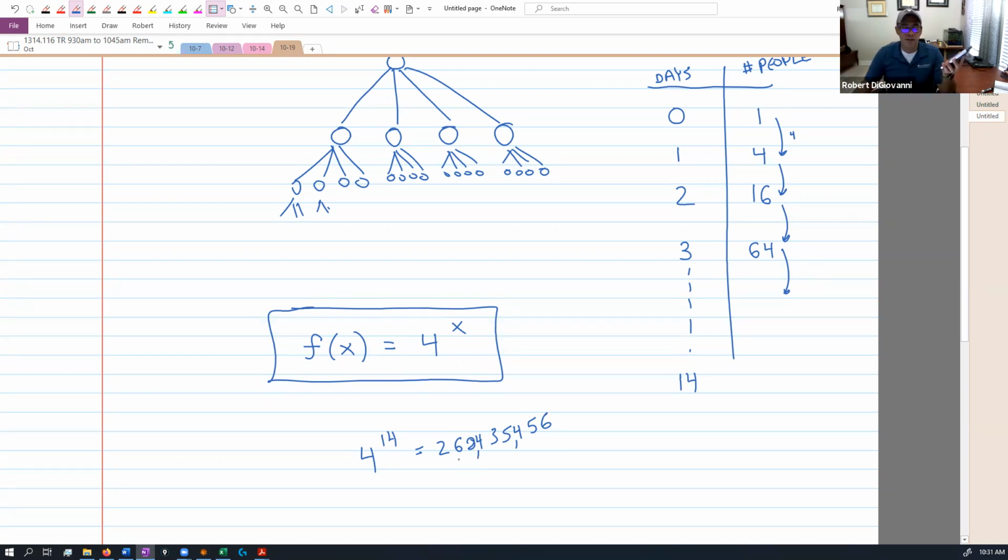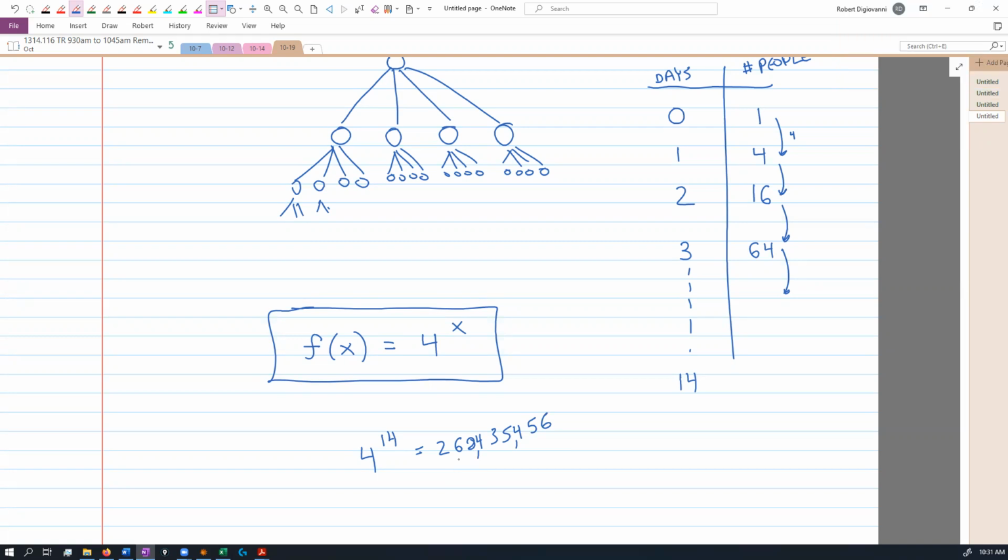268 million people in 2 weeks. That's a lot of people, right? That's San Antonio's. What's San Antonio's population? I don't even know. I think it's like 2 or 3 million? Yeah, I think it's like 2.3 million. Yeah, 2.3, somewhere in there.